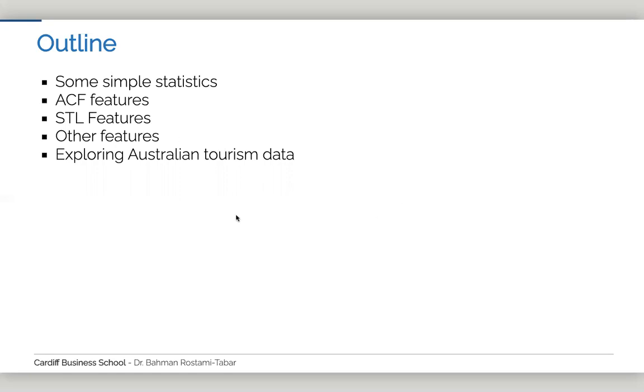And finally, throughout these sections, we look at examples with Australian tourism data. Again, this is the data set we have used in previous chapters, and you must be familiar with it. So we explore this data set using these features.